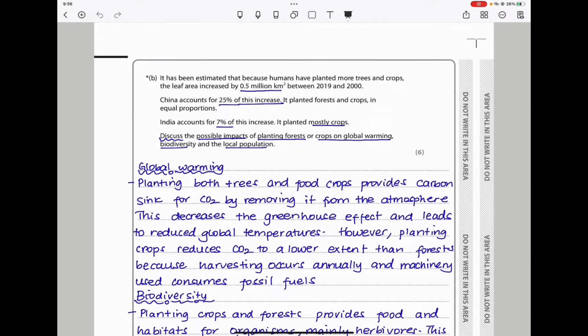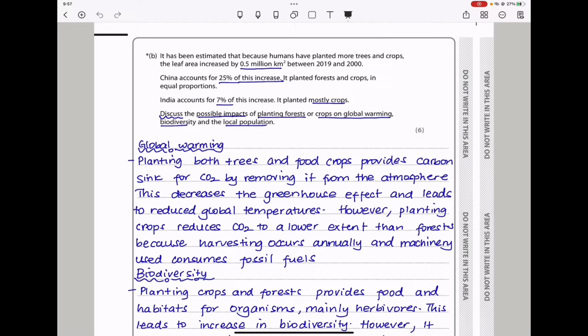In part B, it has been estimated that because humans have planted more trees and crops, the leaf area increased by 0.5 million kilometers squared. China accounts for 25% of this increase. It planted forests and crops in equal proportions. India accounts for 7% of this increase. It planted mostly crops. Discuss the possible impacts of planting forests or crops on global warming, biodiversity, and the local population.